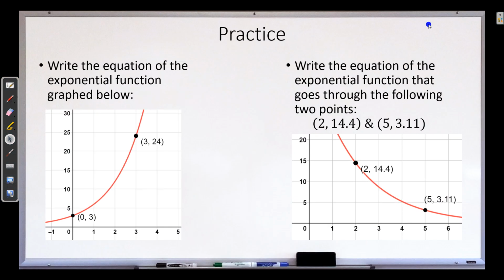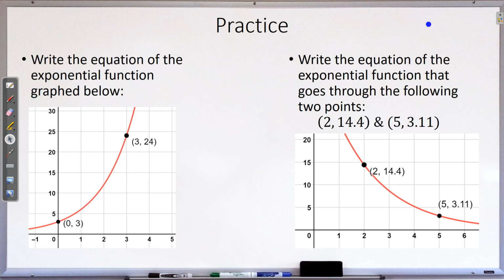So here are a few for you to try. See if you can write those equations. Good luck.